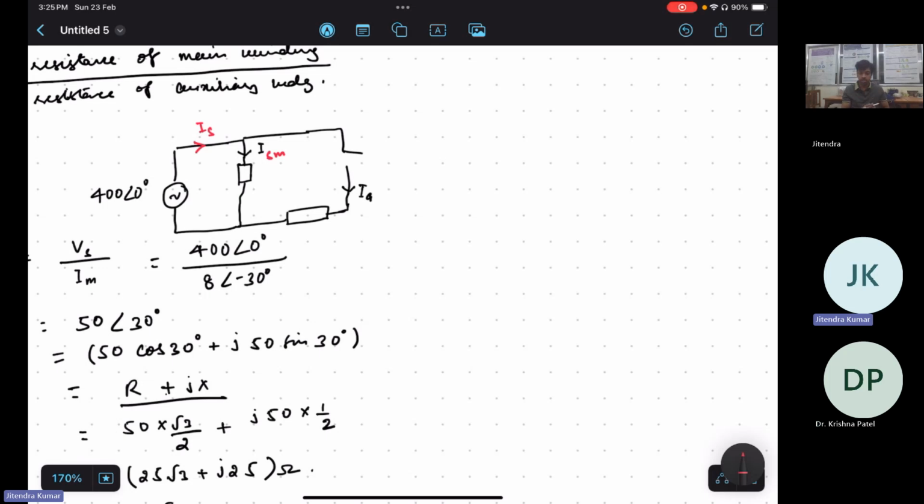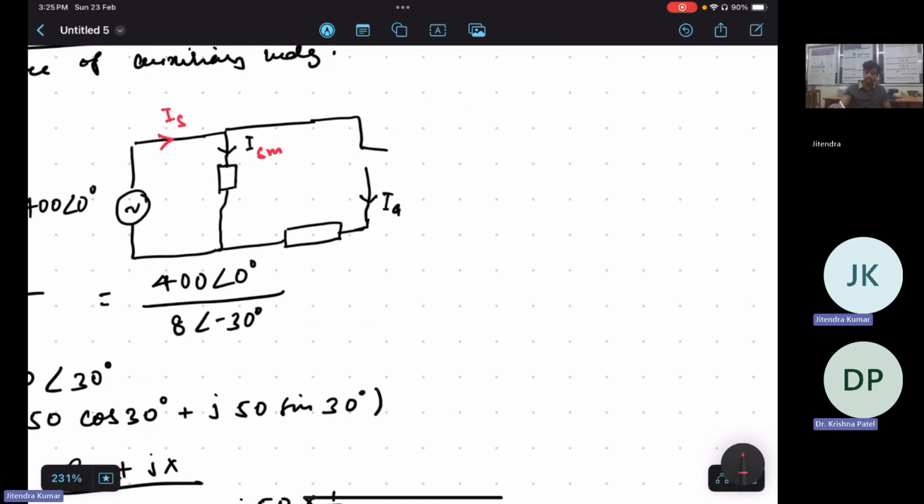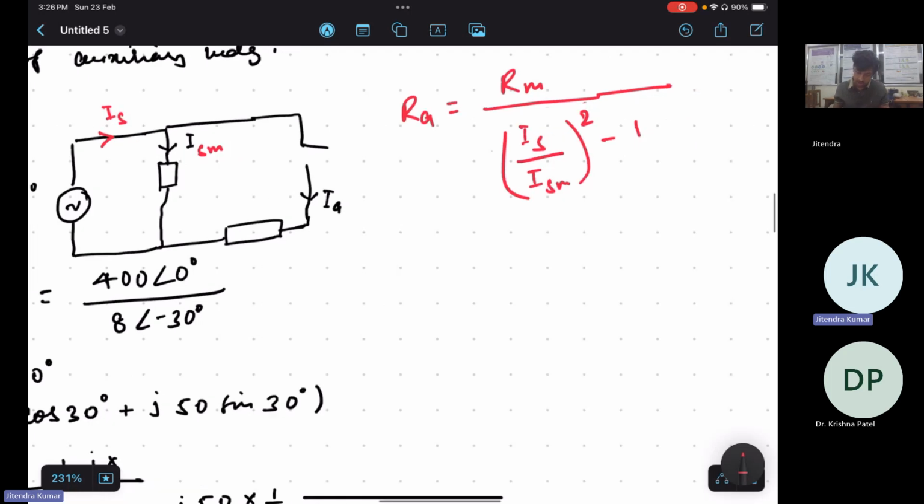Yes, sir. Okay. So could you please repeat that equation for me? Yes, sir. RA, the resistance of the auxiliary winding, is equal to, in the numerator, the resistance of the main winding, in the denominator, IS upon ISM whole square, not under root, sir. IS upon ISM whole square minus one. Yes. Okay.